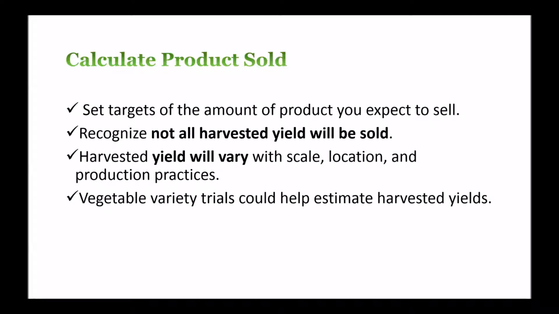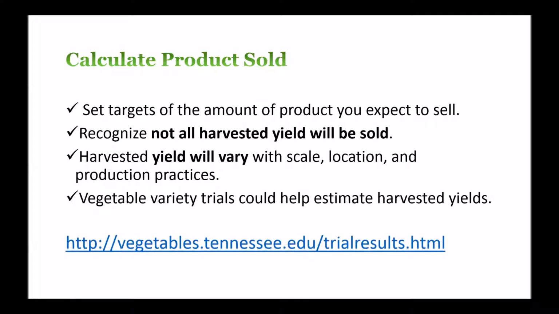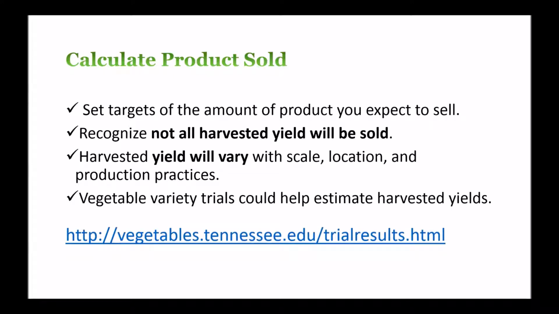Keep in mind that not all harvest yield will be sold, and that harvest yield will vary by scale, location, and production practices. A good reference point that could help you estimate harvest yields are vegetable variety trials. Results from some vegetable variety trials are available in the file in this link.